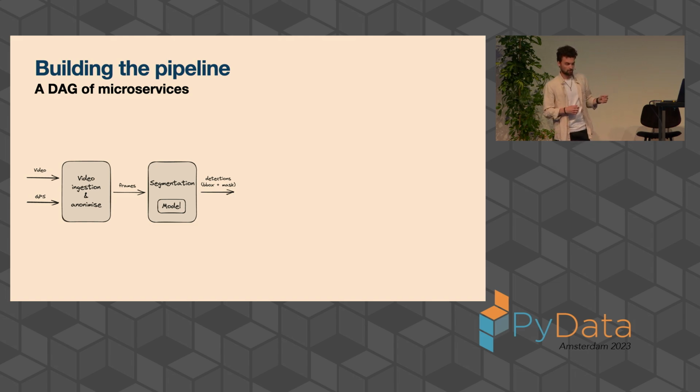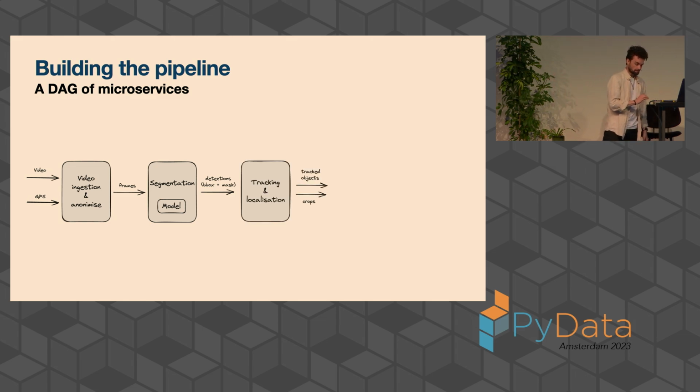We use open source modeling, open source tooling, and right now we're using the YOLO V8 model, which is the first YOLO model that actually does segmentation and not just object detection. So after this building block, we get detections, which are bounding boxes plus these segmentation masks, and they go to the next step. The next step is object tracking and localization.